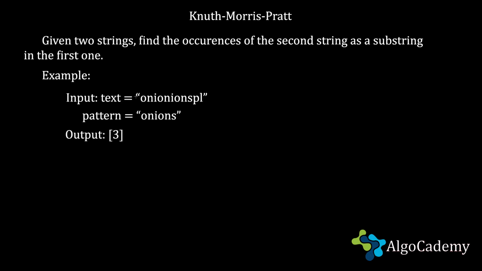I've taken here another example, in which you can see that we are looking for the string onions inside this string. And it appears only once, which is here. Its starting index is 3, so this is why we return the array [3].